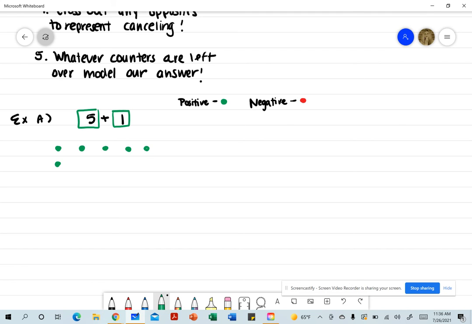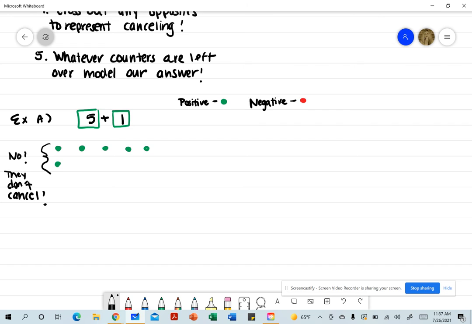The biggest mistake people make is that they think that this right here, these two, cancel. But are they positive and negative? The answer is no. They don't cancel. Just because they're stacked doesn't mean they have to cancel. If we notice, they're both green. So they don't cancel at all because there's 2 positives. 2 positives don't cancel each other out.